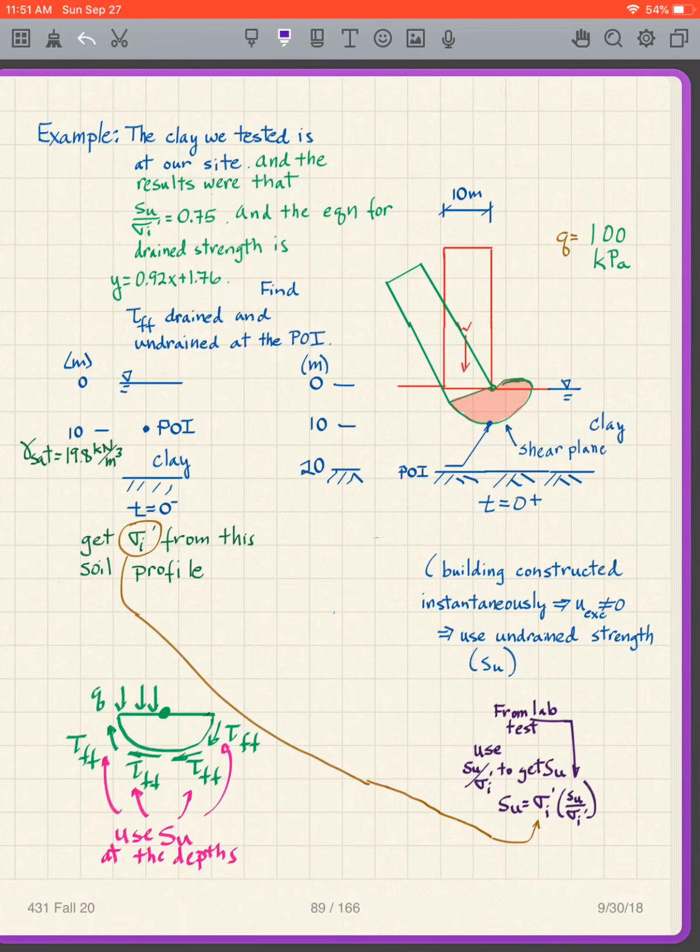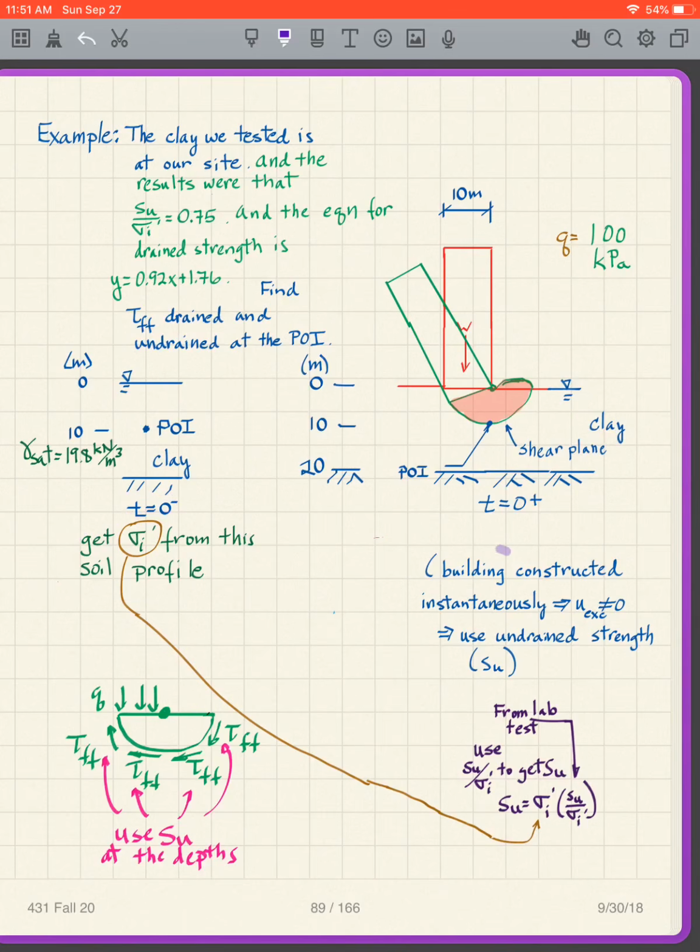So we have our unit weight of that clay, we have the water table there, and what we're going to do is begin by getting sigma prime i from this soil profile. In other words, our t equals 0 minus gives us our sigma prime i, so before the structure is put down.